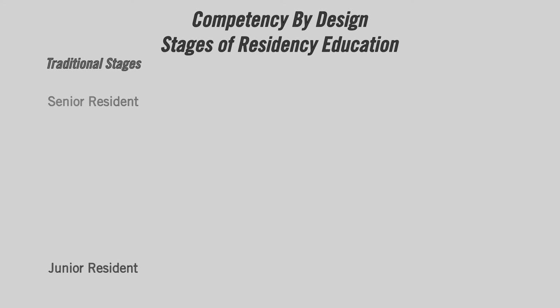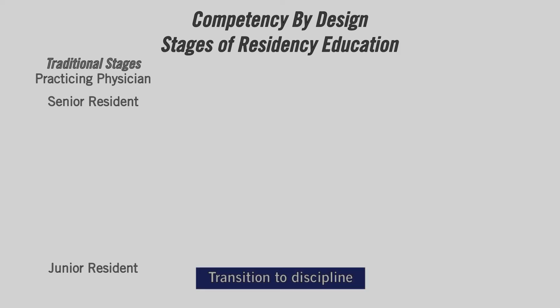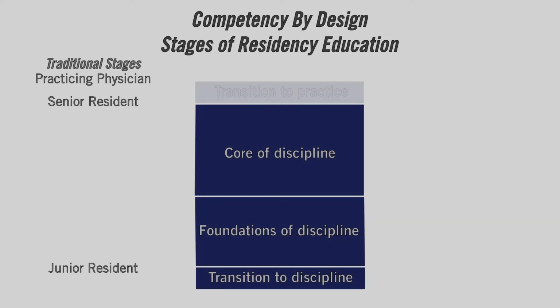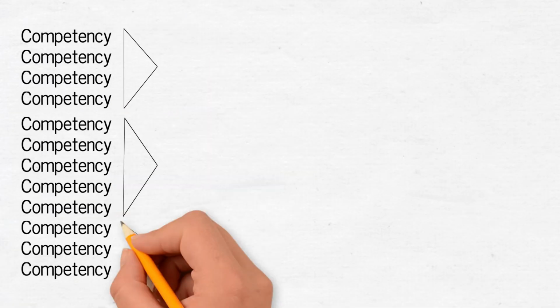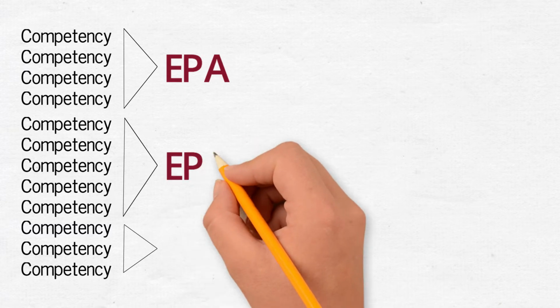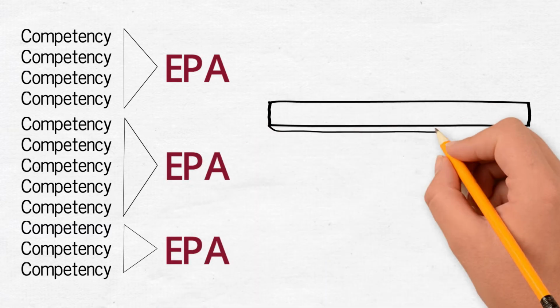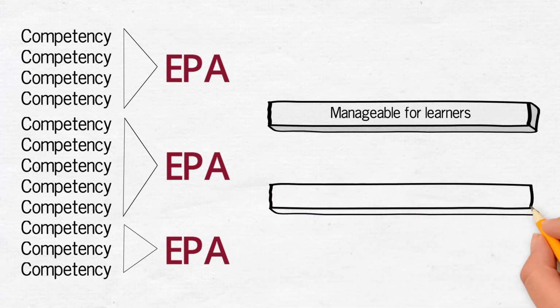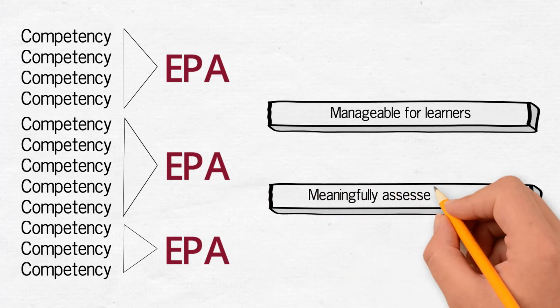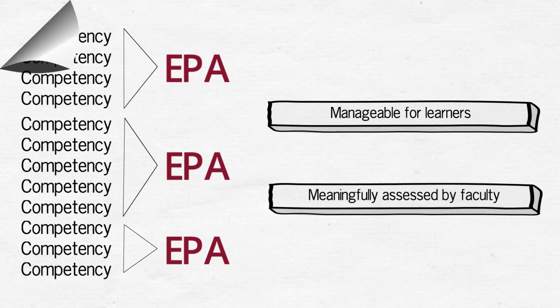Residents are to achieve and teachers are to ensure that the EPAs are achieved by the end of each stage of training. An EPA represents the integration of a large number of competencies into a manageable number of activities for learners, and for supervising faculty to meaningfully assess during the training program.